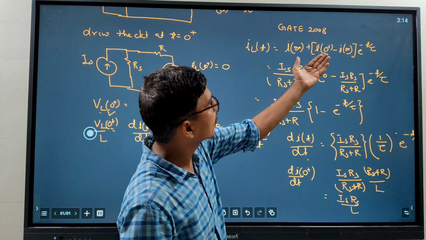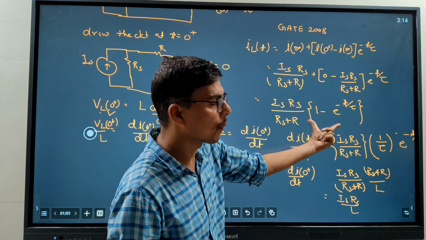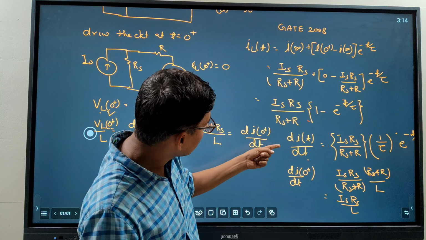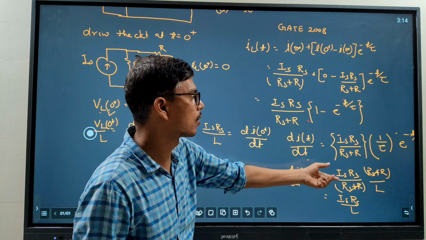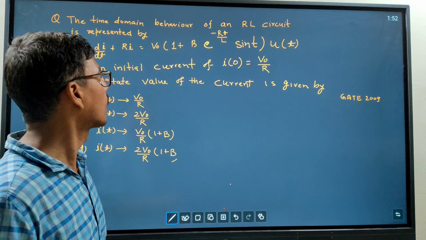Other way, write the expression of the current. This is the expression of the rising current, and you can differentiate it to find out the rate of change of current. Then put t equal to 0, you will get the answer. So these are the two ways through which you can solve the question. This is a very interesting question asked in GATE 2009.